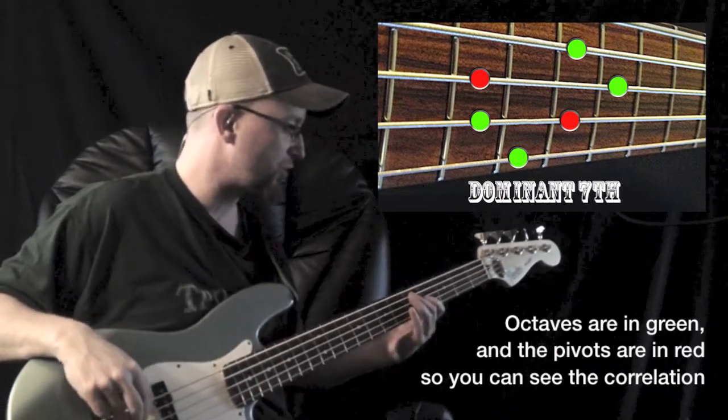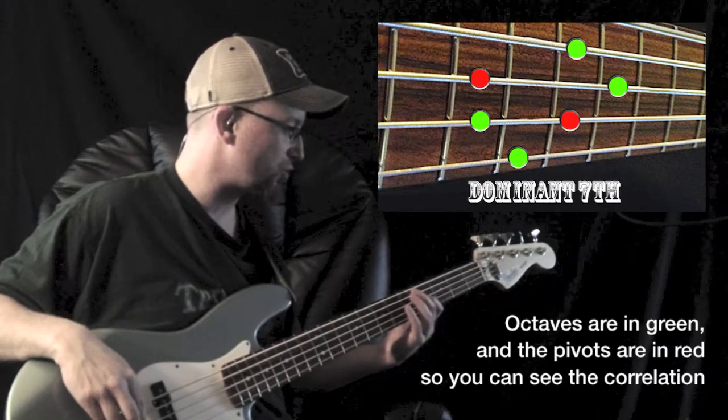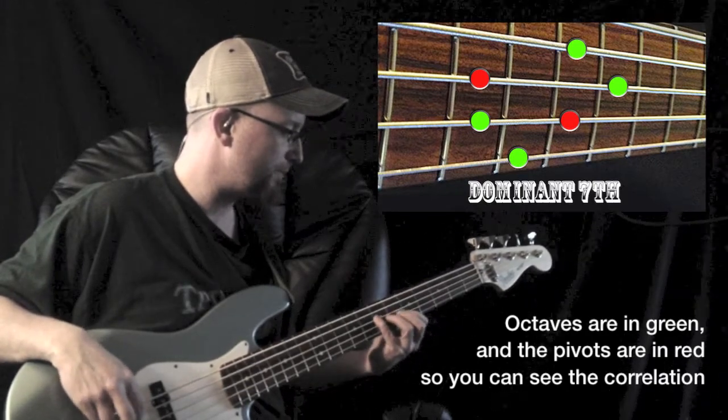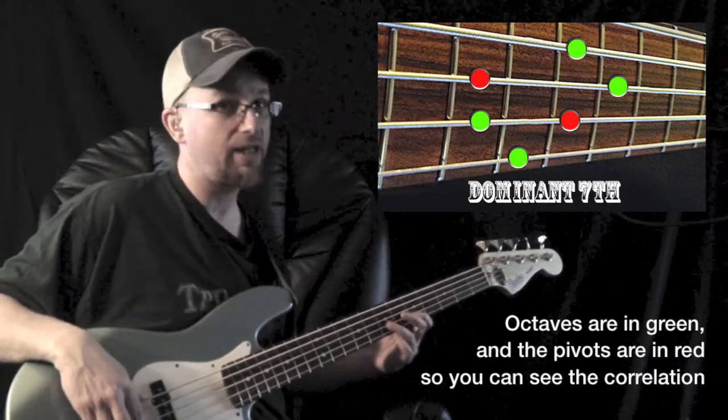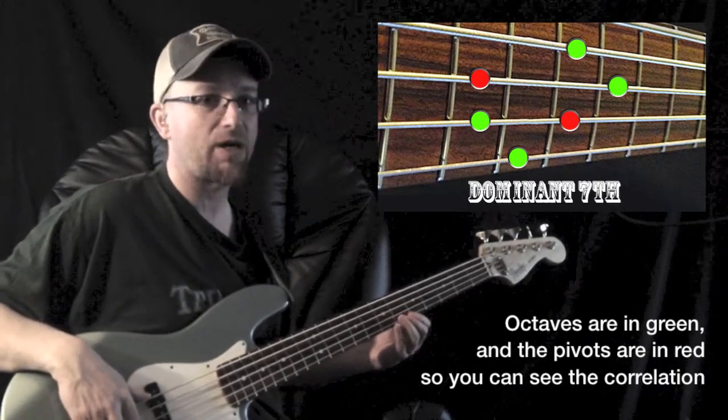So here we are. We're starting on the A. We're moving to the C sharp. We're going to go to the E. We're going to hit the G. We're going to get the A octave. And then we're going to hit the C sharp octave.